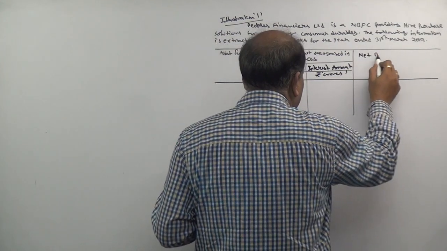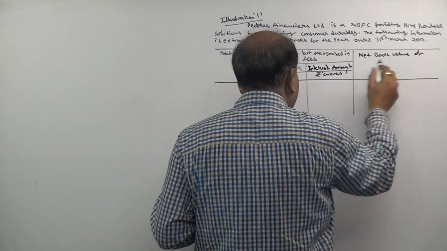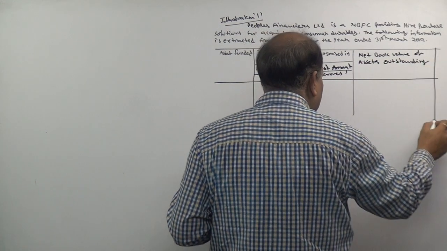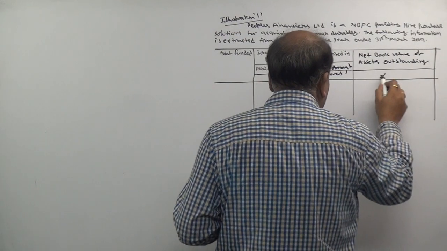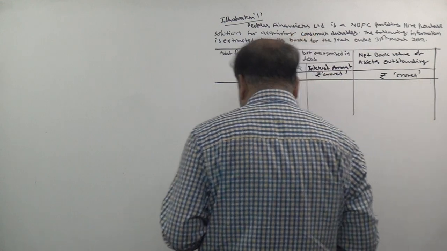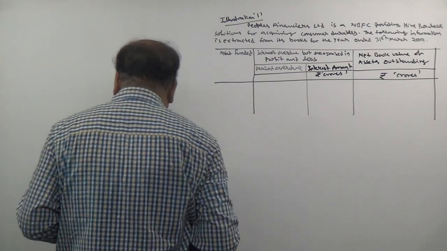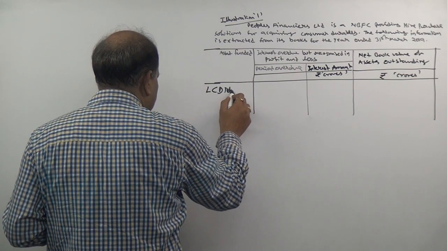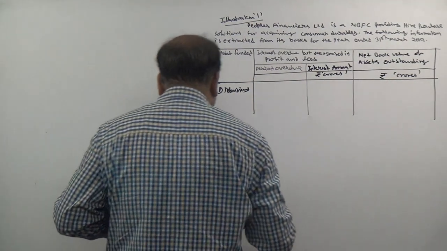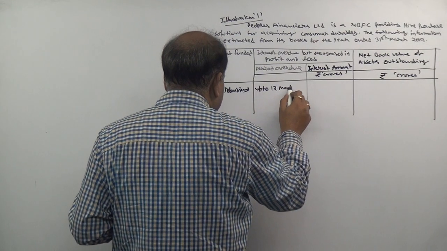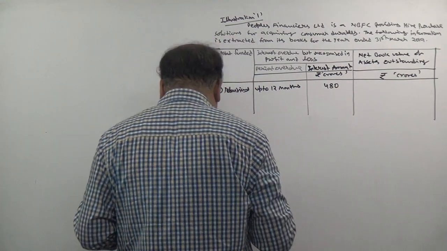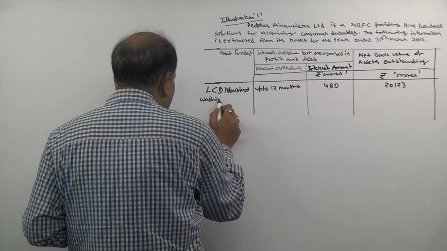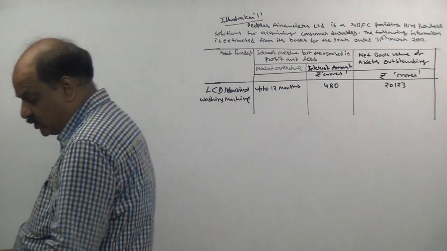Net book value of assets outstanding, rupees in crores. LCD televisions, up to 12 months, 480, 20123. Washing machine.